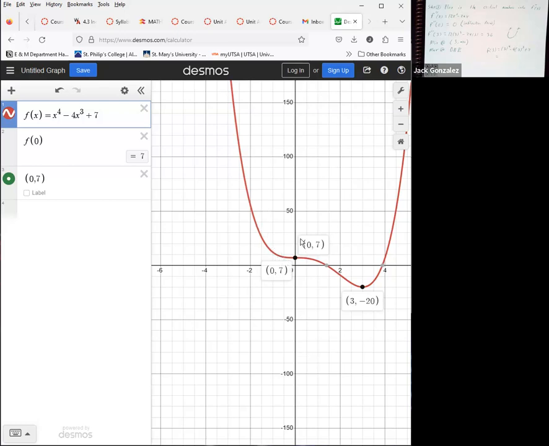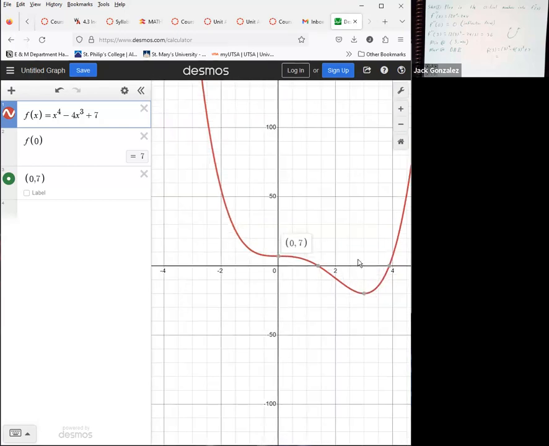So we are concave up before this section. Looks like we're concave down in the middle and then concave up again. But they didn't ask about that. But it's kind of hard to tell on this one.